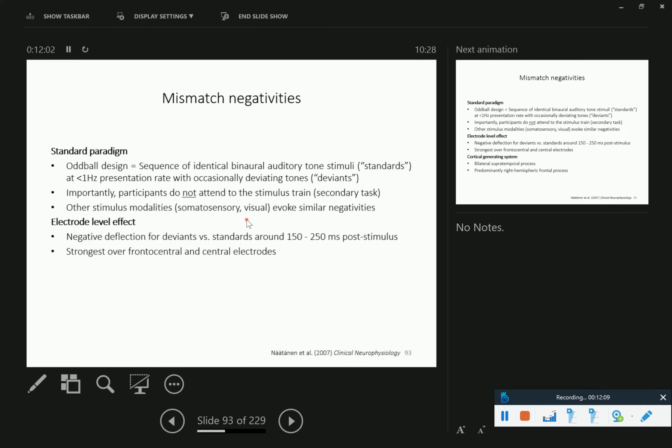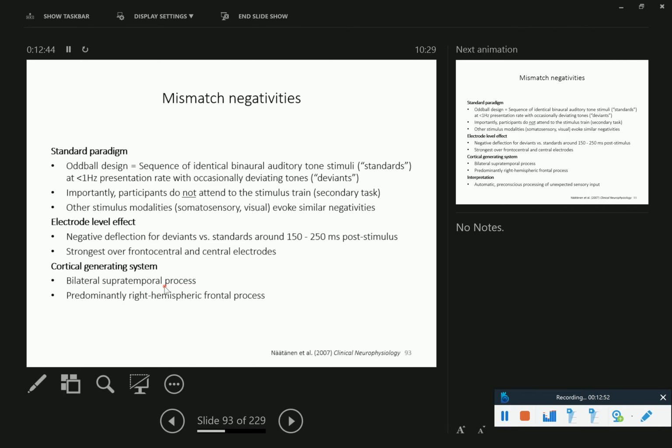And it's mainly found over frontocentral electrodes. Depends a little bit. This definitely holds for the auditory mismatch negativity under binaural stimulation. Then you definitely see this central pattern. So that's really fast, 150 milliseconds after stimulus. And we will see how this relates to the neuropsychological theory. The cortical generating system is the bilateral supratemporal process, which is kind of where the auditory system sits.